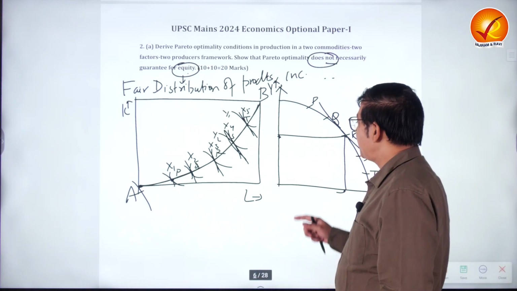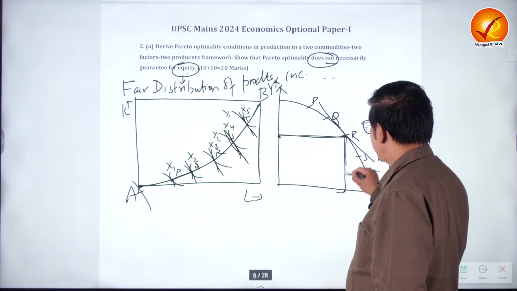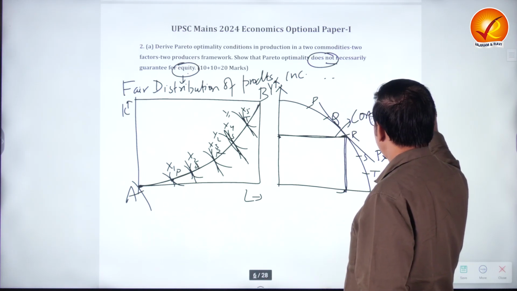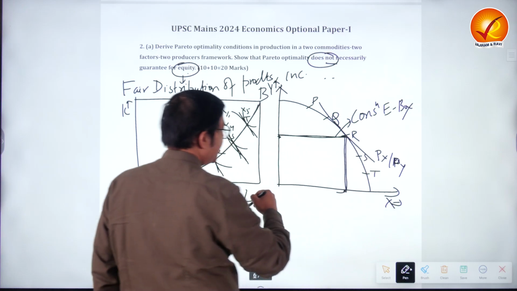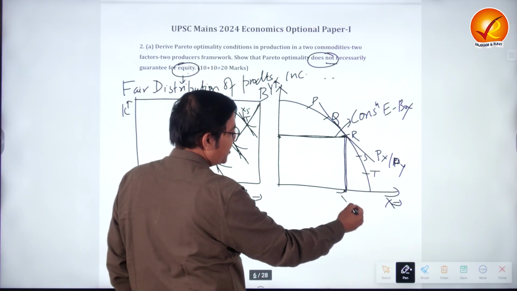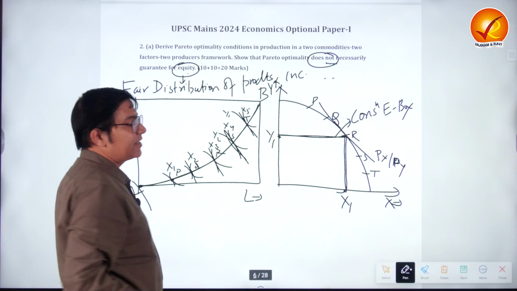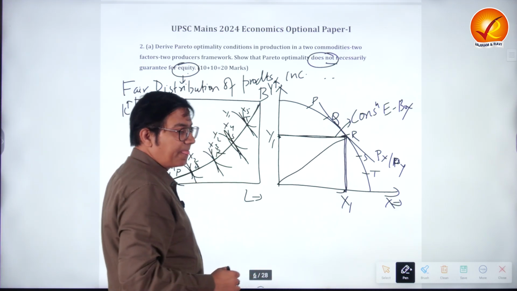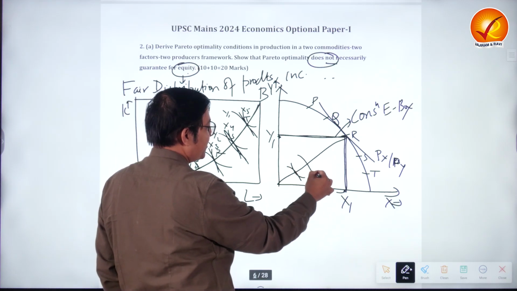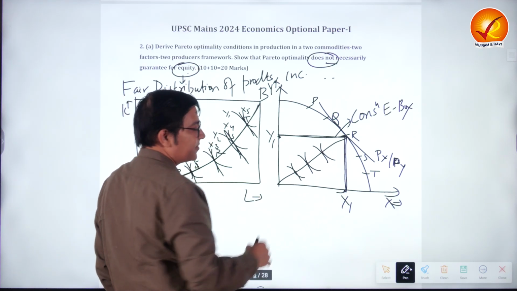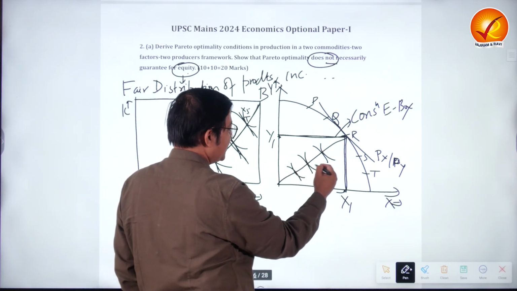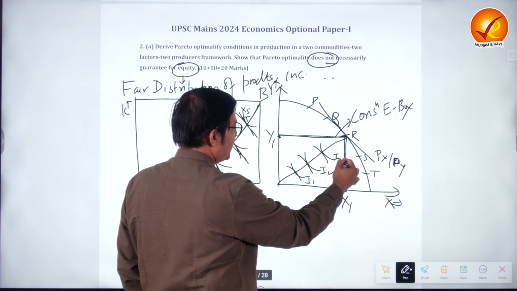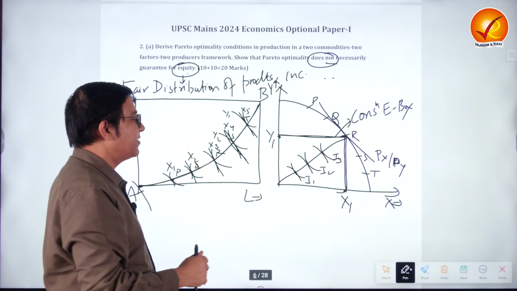But a better way to talk about it is in the consumption Edgeworth box. This is the consumption Edgeworth box over here, where we are assuming there are two consumers consuming a certain amount of x, call it x1, and a certain amount of y, call it y1. Here also there will be a contract curve, which is nothing but all the points of tangency of the indifference curves. Okay, these are the ICs.